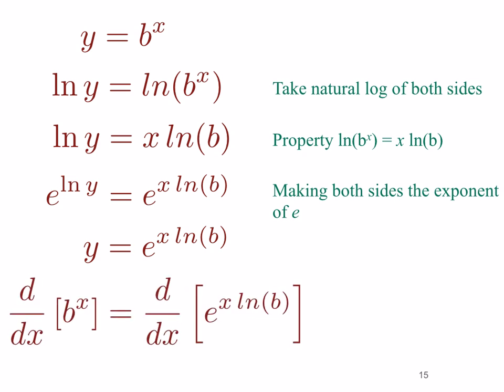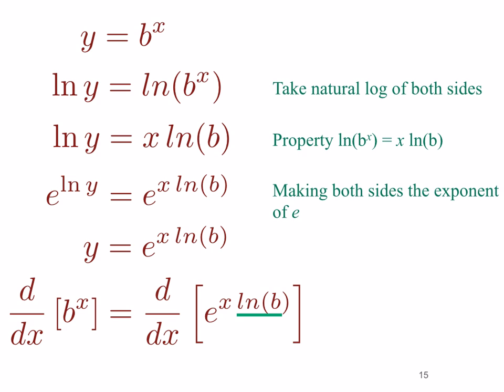Now, if we look above at the very first line, we said that y was equal to b to the x. So the derivative of b to the x would be the same thing as a derivative of y. And down on the next to last line, we have that y is e to the x ln b. So now we have an expression that says the derivative of b to the x is equal to the derivative of e to the x ln b.